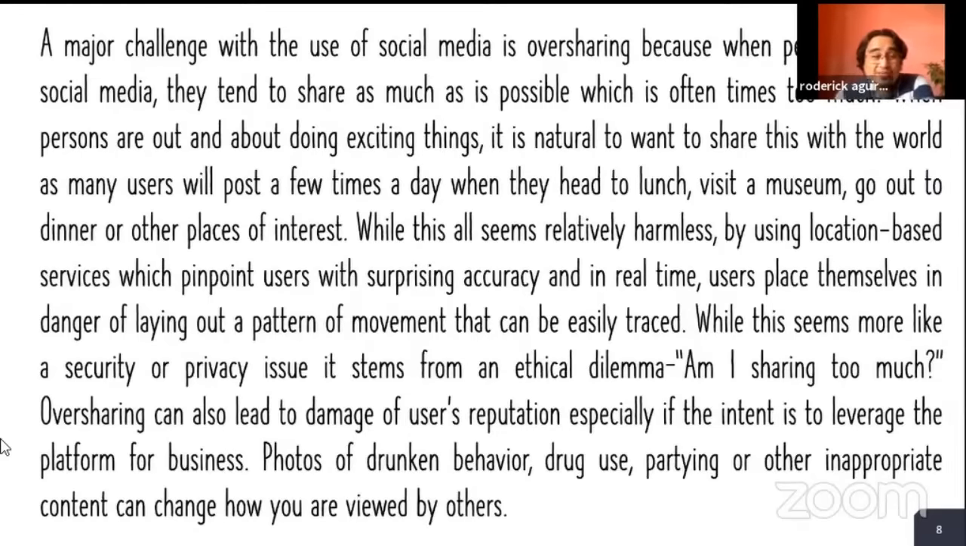Okay? Well, this all seems relatively harmless, but using location-based services which pinpoint users with surprising accuracy and in real time, users place themselves in danger of laying out a pattern of movement that can be easily traced. I was in Albay, Legazpi City, and I didn't want some of my students before to know that I'm in Legazpi, because I wanted to focus more on my task. There was a seminar there, and I was only there for 3 days.